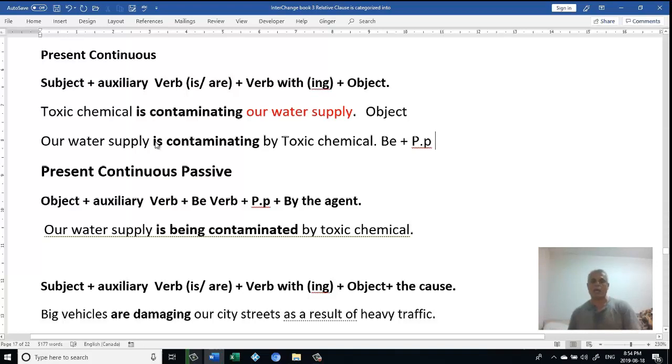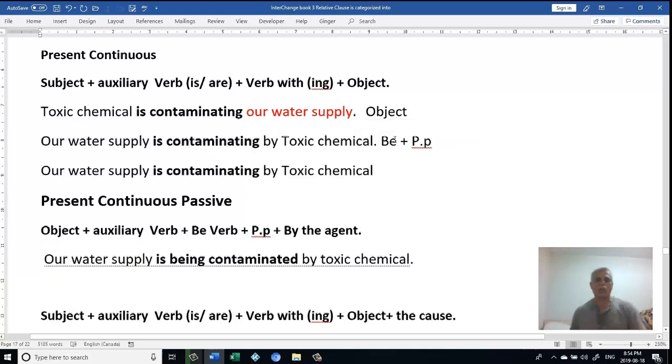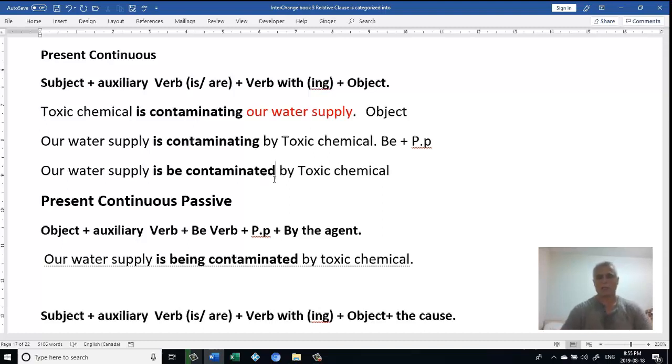We look at the sentence here. We have present continuous, so we have to add another be here. Let's continue, make it another copy. Then it's going to be easier for us to know what we are doing, because I have to add this be plus participle with this sentence. We're going to say here be, then we have contaminating. We have to make it contaminated. But because my sentence was in the present continuous, I have to make this one in ing form. Then we say our water supply is being contaminated by toxic chemical.